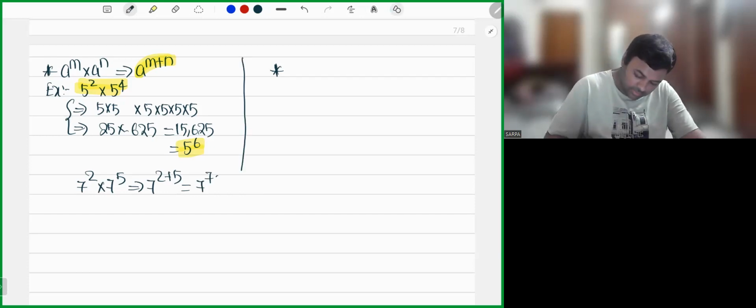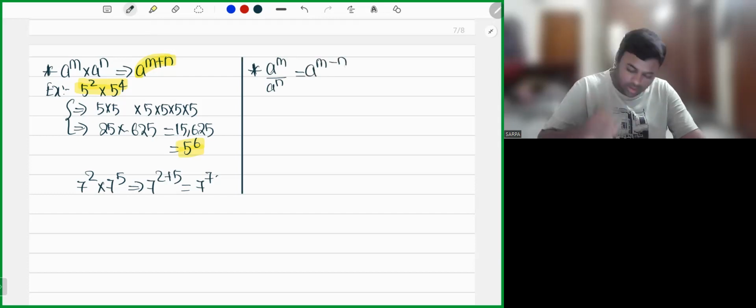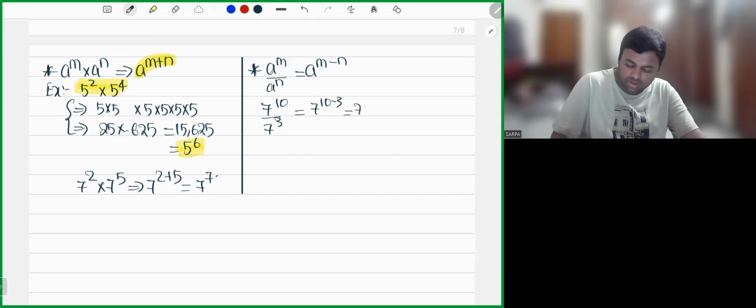Next, a power m by a power n. You can write it as a power m minus n. Like you are having 7 power 10 divided by 7 cube. You can write it as 7 power 10 minus 3, which is 7 power 7.